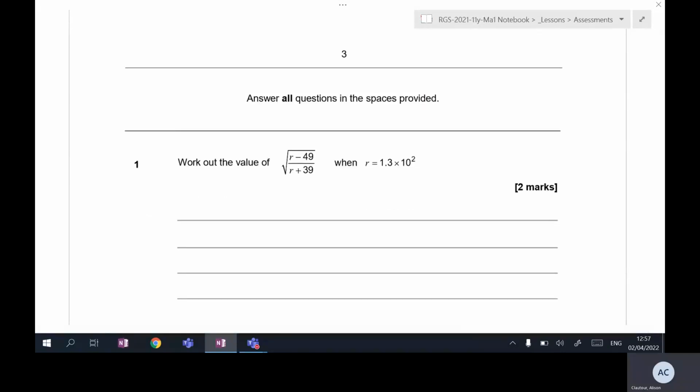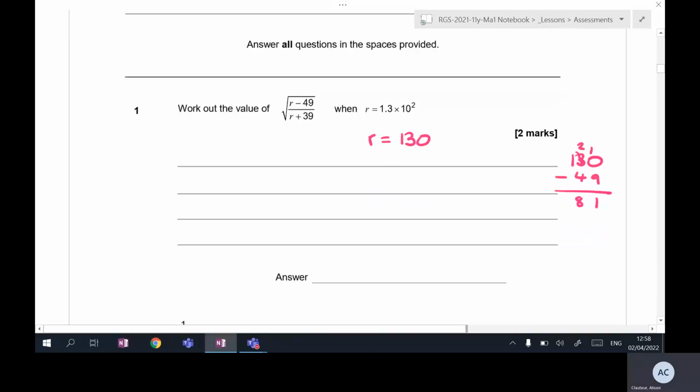So the first question is asking us to substitute in 1.3 times 10 to the power of 2 into this expression. So I'm just going to take it out of standard form. So we're subbing in 130. So I've got to do 130, take away 49 for the numerator. And then 130 plus 39 for the denominator.